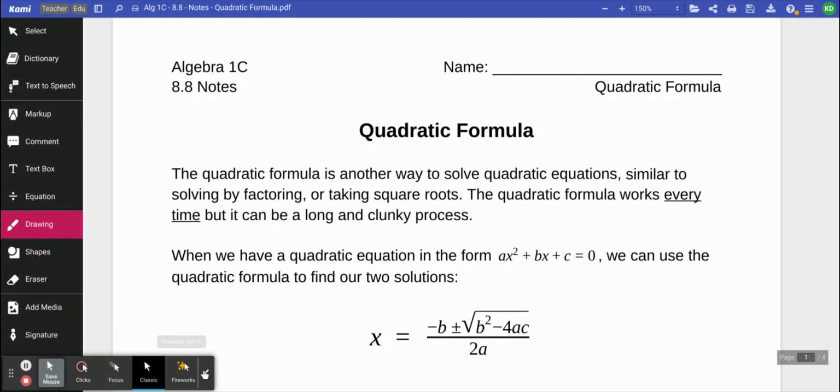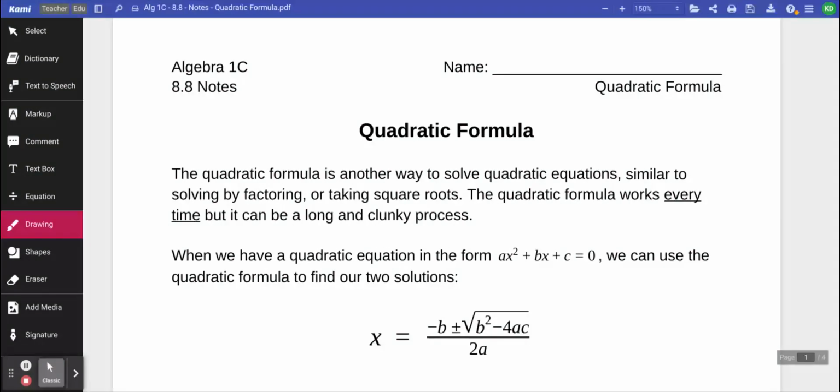Welcome to the 8.8 notes. Today we're going to learn the quadratic formula. So we just learned about taking square roots, which only works in certain cases. The quadratic formula will work for any quadratic polynomial.